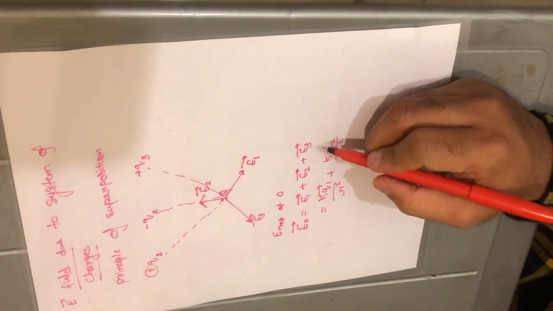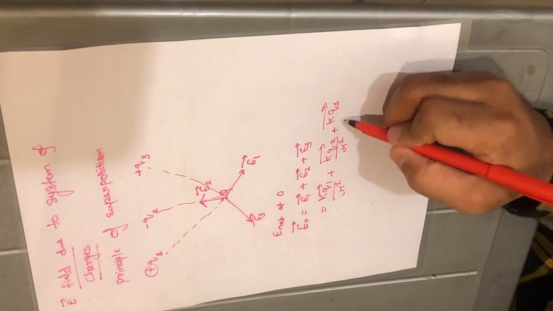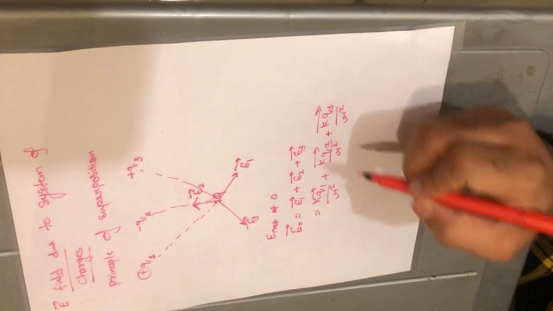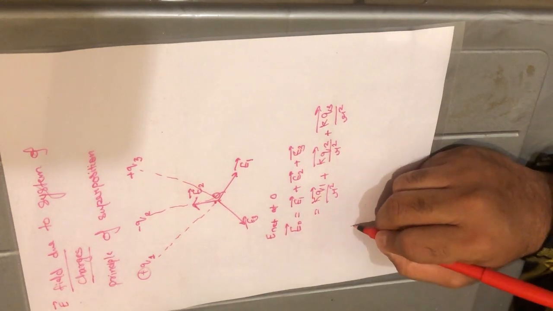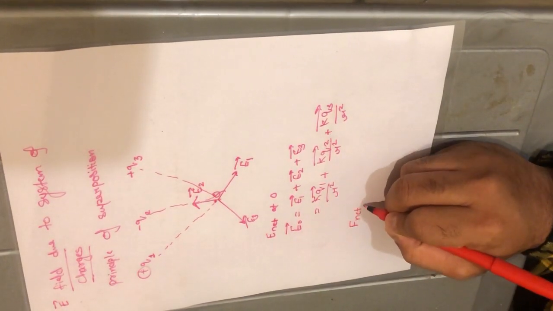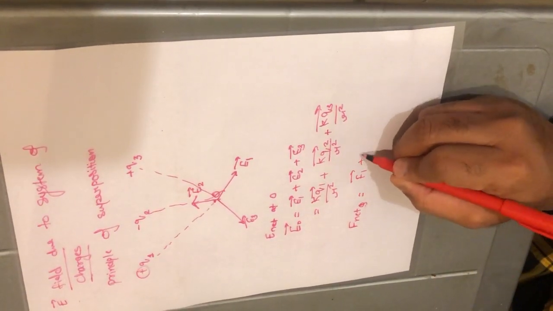You already know the formula for electric field, that is KQ upon R square. So for each electric field, each charge, it will be KQ1 upon R square plus KQ2 upon R square plus KQ3 upon R square. Do not forget to put the vector sign onto it, because we are dealing with the directions as well.